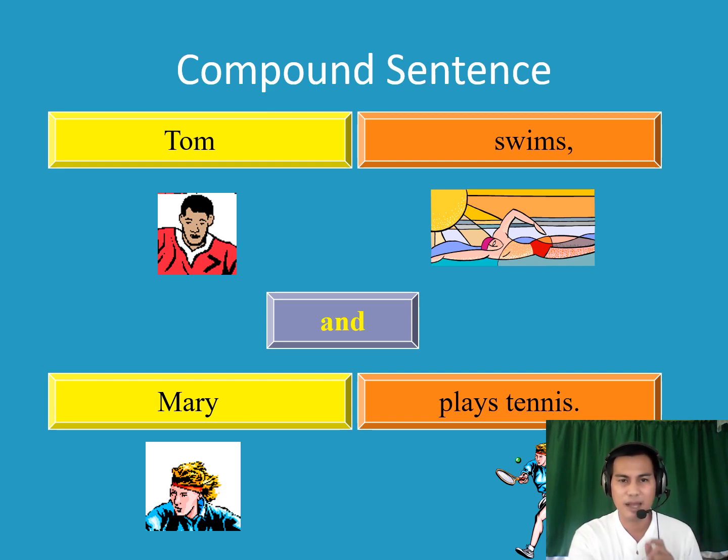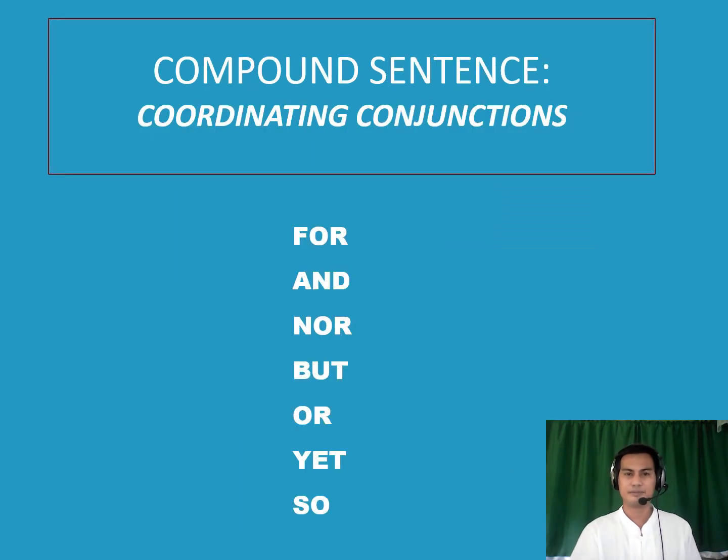So for it to become a compound sentence, one sentence has to have a subject on its own and also a verb, and another sentence or another independent clause having a complete subject and a predicate. Okay, that's it.